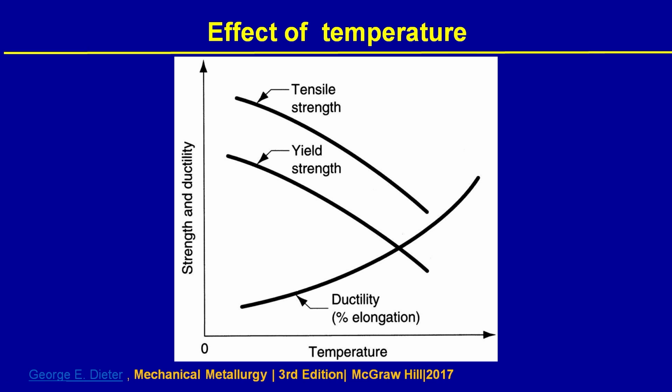I already talked about it, temperature has a strong effect on that. As you see, if we increase temperature, both yield strength and tensile strength decrease. This is very important if you want to use some material at high temperature, like in the case of turbine engines, we have talked about it.